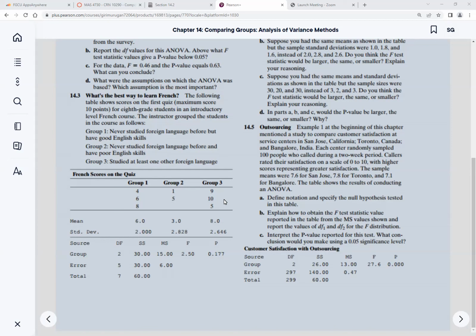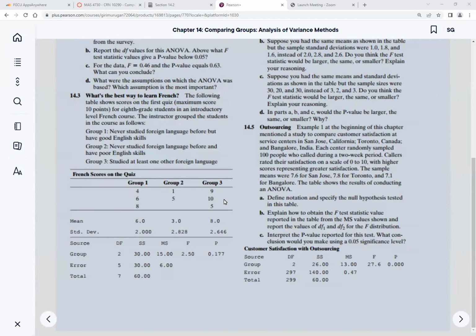Which one? Number 3. But we can't stop there, because just because one number is bigger doesn't mean statistically it's significant. So we need a test, and we do it because things are random. We're dealing with random observations.